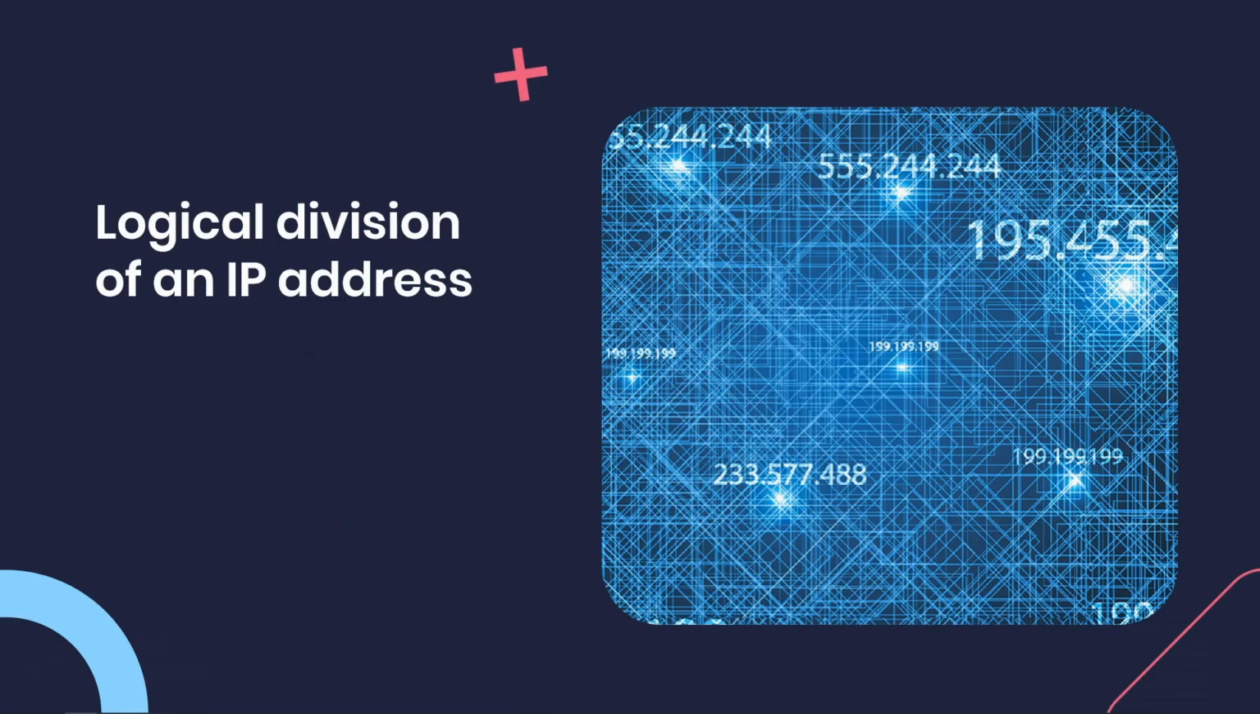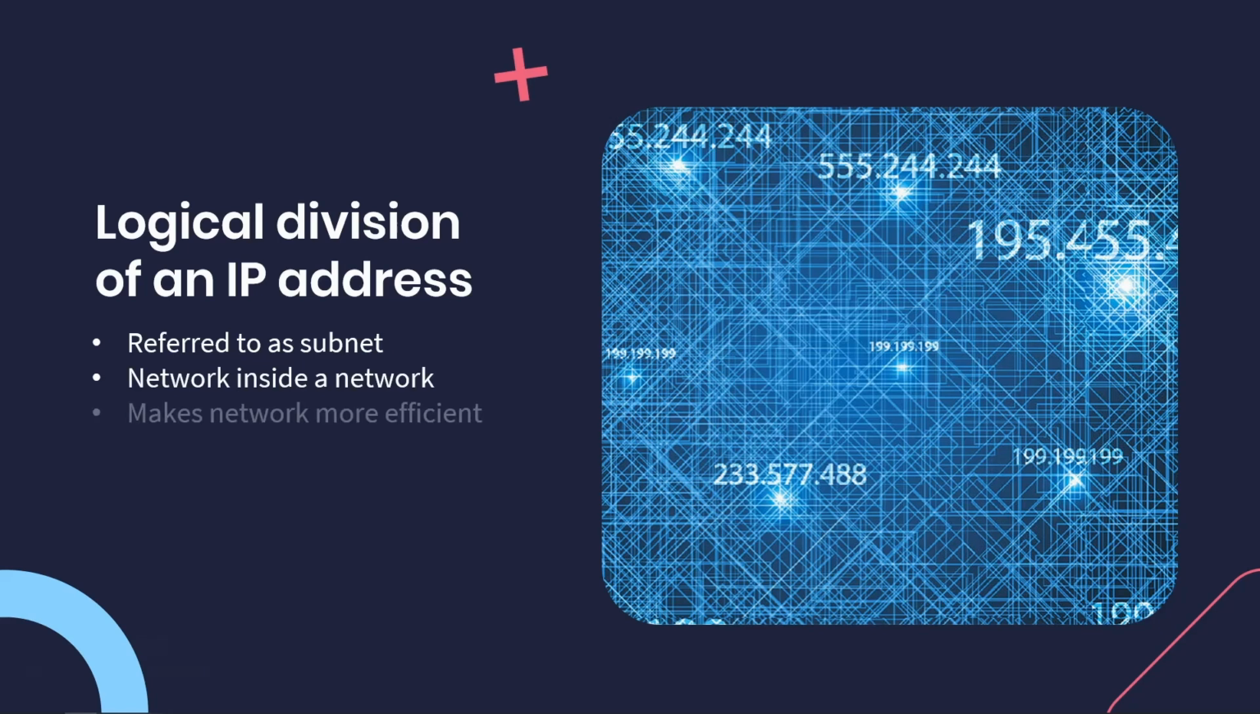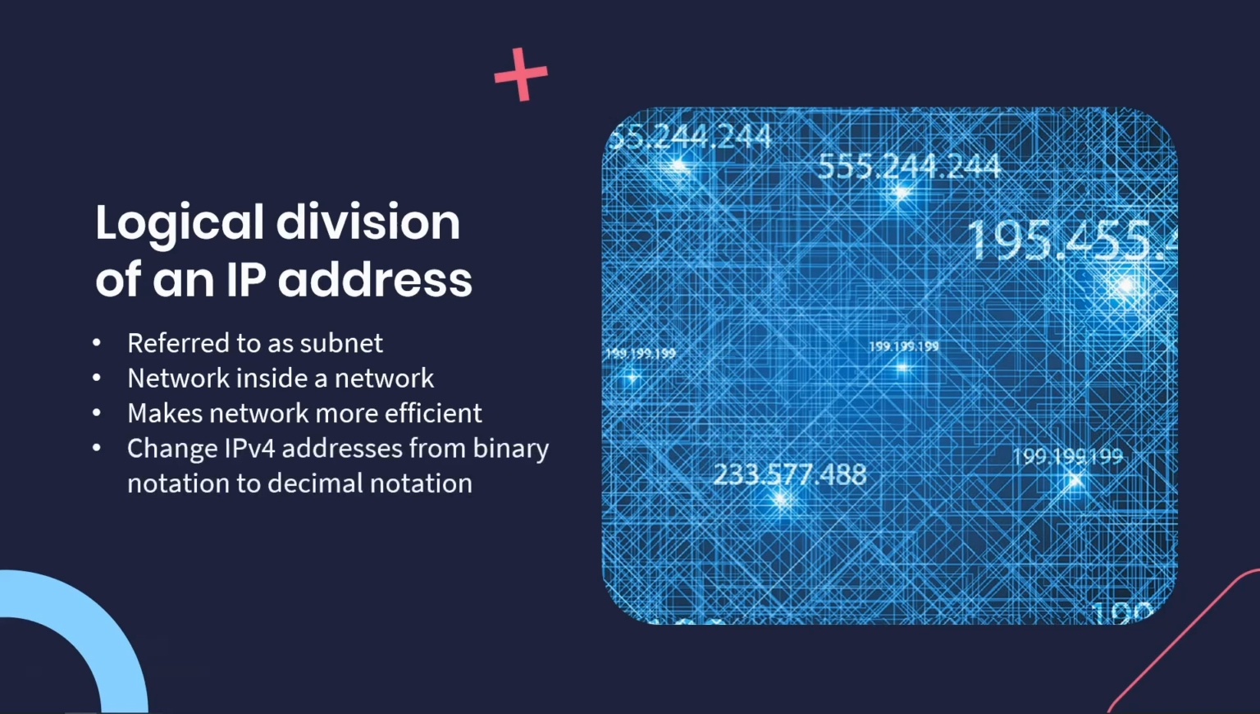Let's now look at how to create a logical division of an IP address. This is commonly referred to as a subnet, and it's basically a network inside a network. A subnet can practically divide any network into 2 or more parts. Subnets clearly make networks more efficient. Now, through subnetting, network traffic can travel shorter distances without passing through unnecessary routers to reach their destination. To create a subnet, you change the IPv4 address from binary notation to decimal notation.